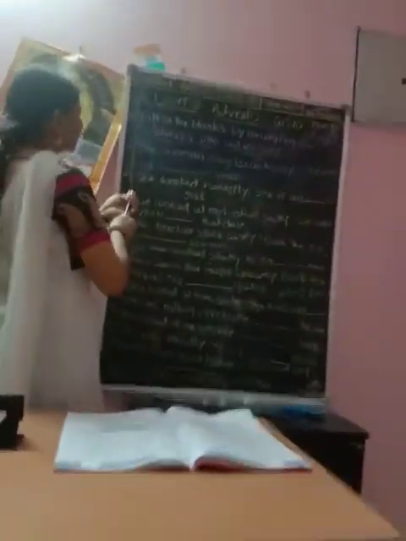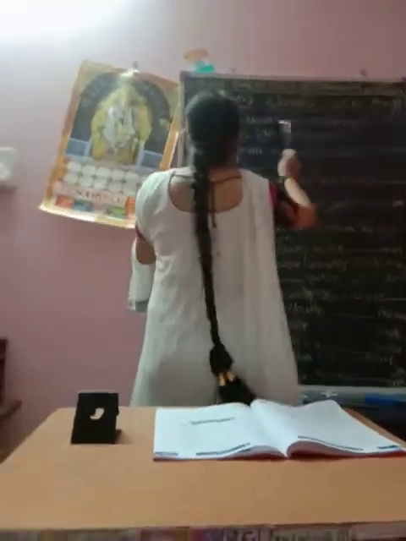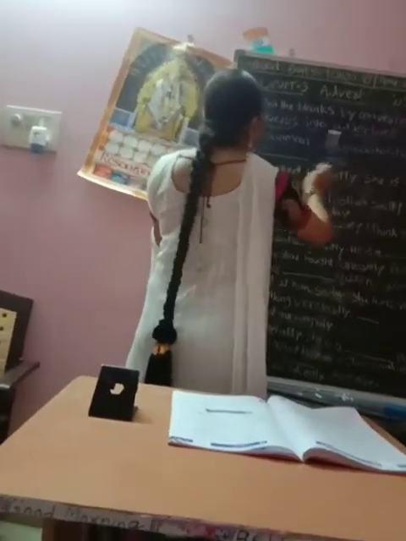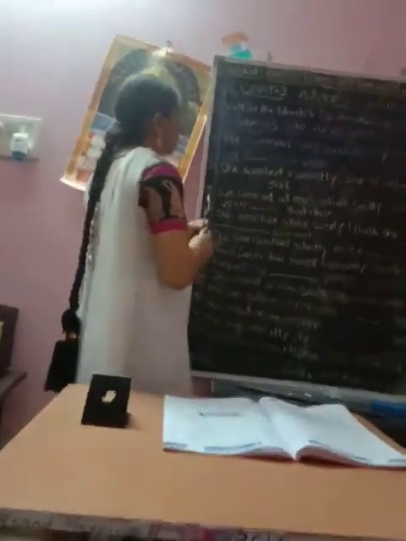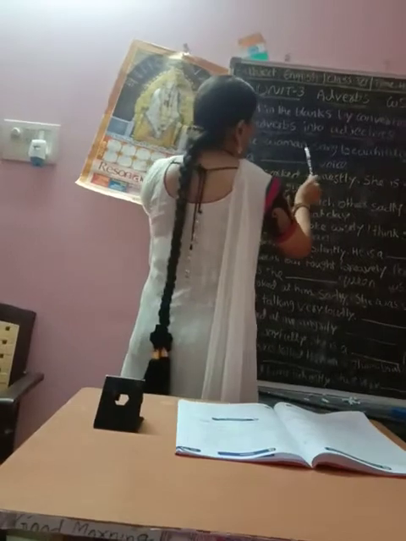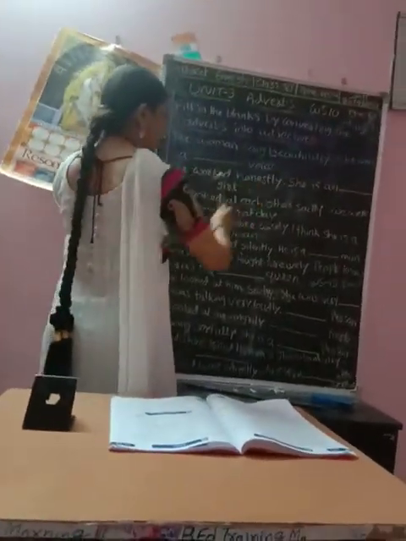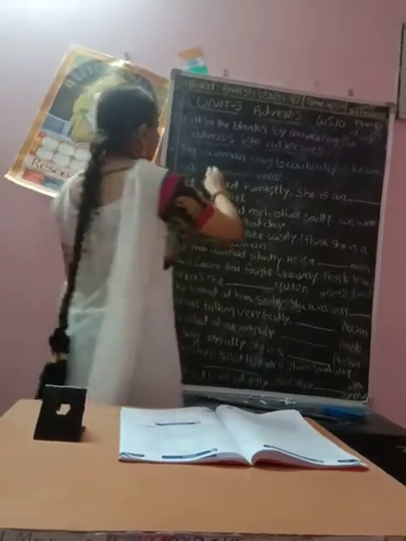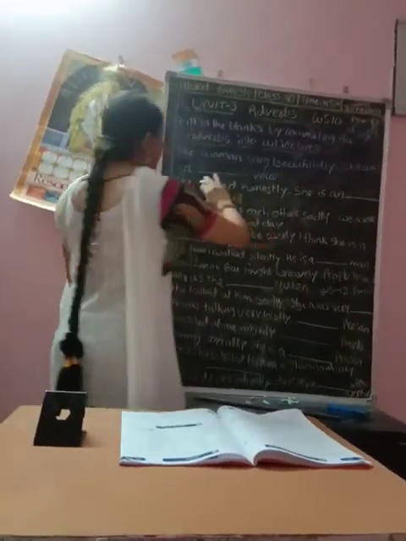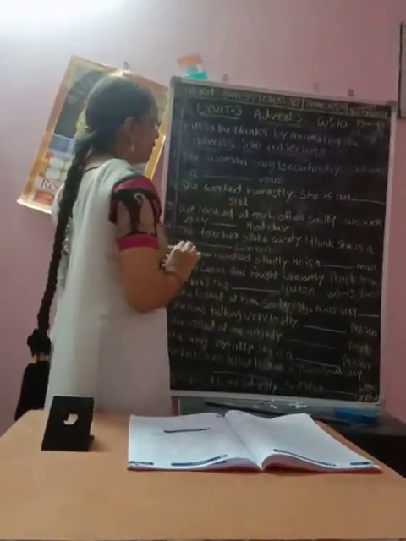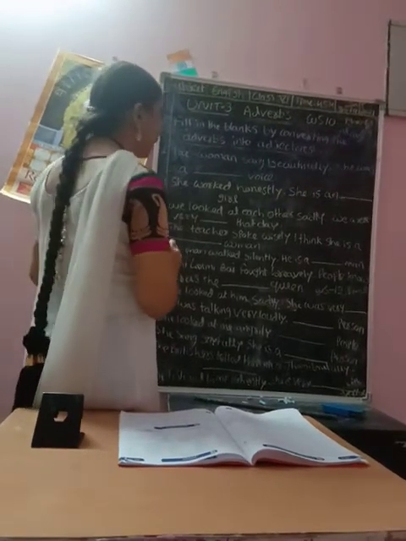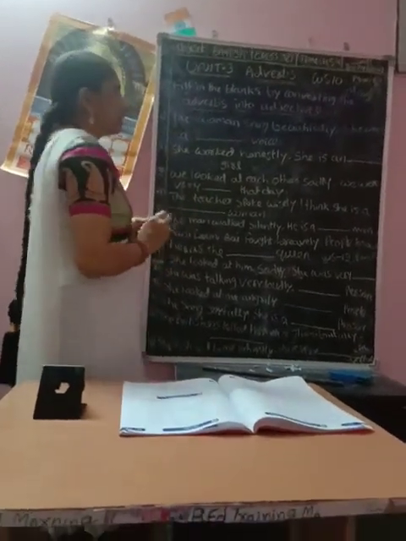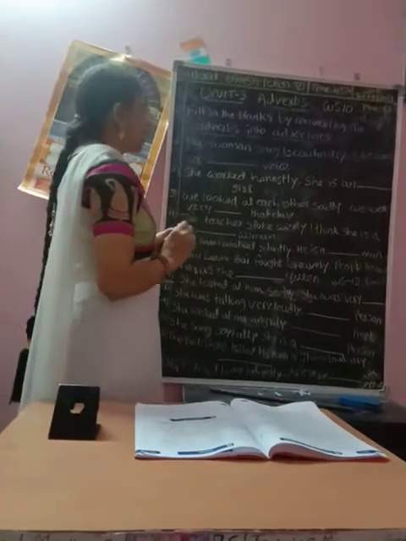First one, fill in the blanks by converting the adverbs into adjectives. The woman sang beautifully. She was a dash voice. In this given sentence, first of all, you find out the adjective and adverb.